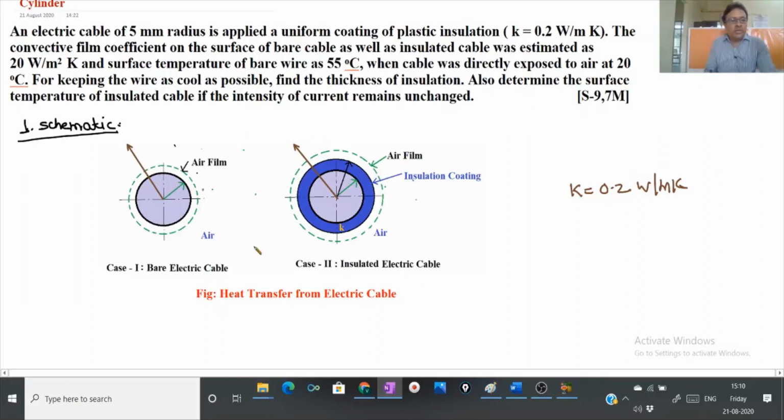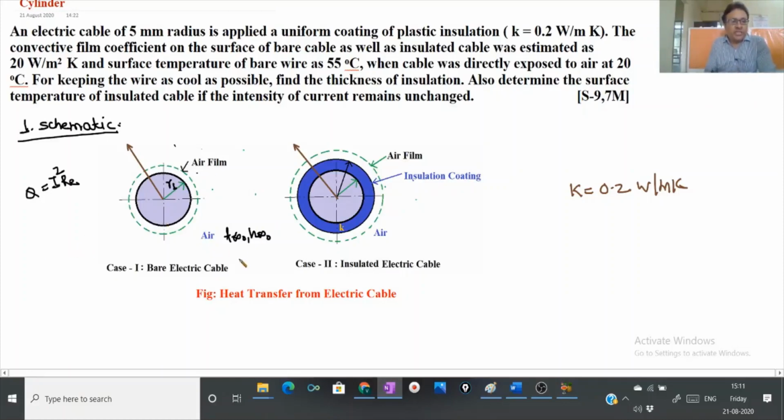So in this problem, there is an electric cable of radius R1, and in case 1, initially it is exposed to the environment air having temperature T infinity O and convective heat transfer coefficient H infinity O. This cable is carrying current of, let's say, intensity I, and if its electric resistance is Re, this much heat will be generated within this electrical cable, which is to be dissipated.